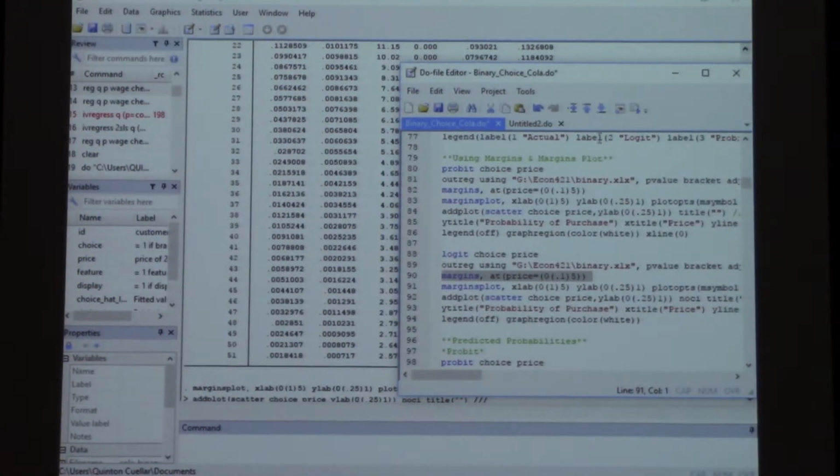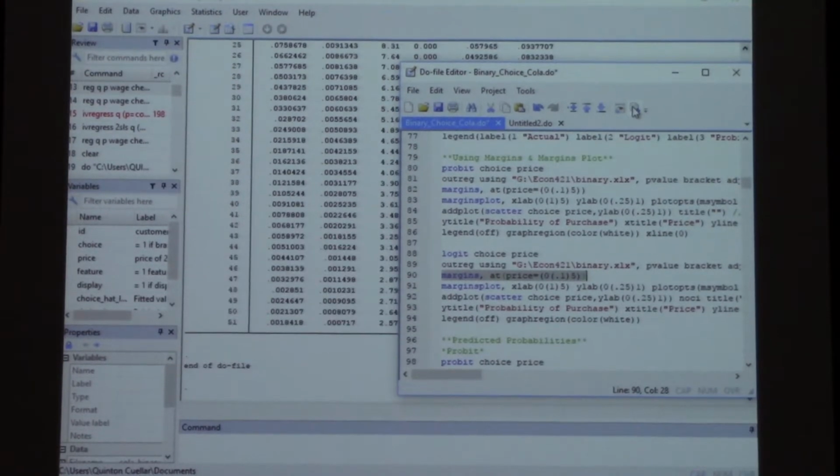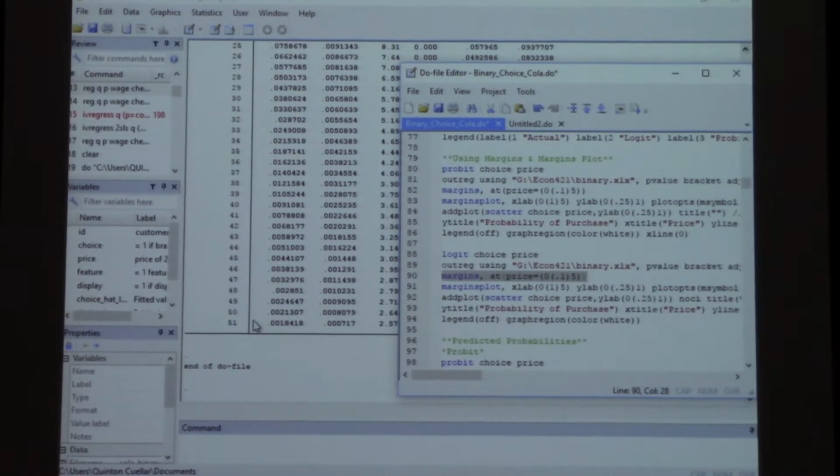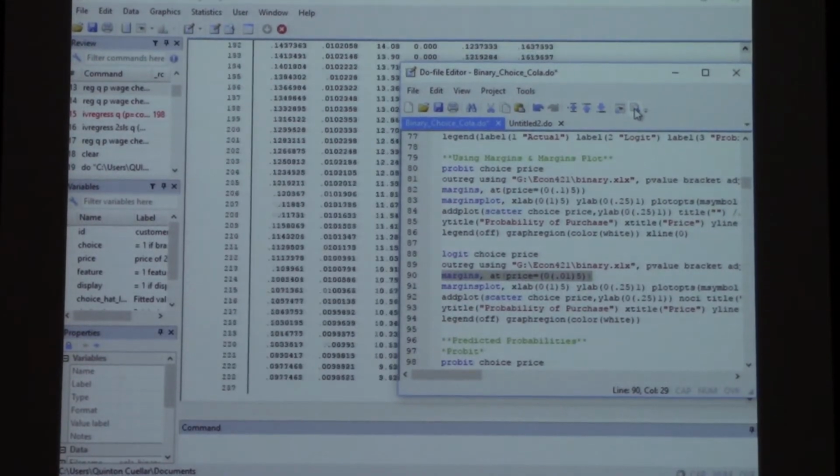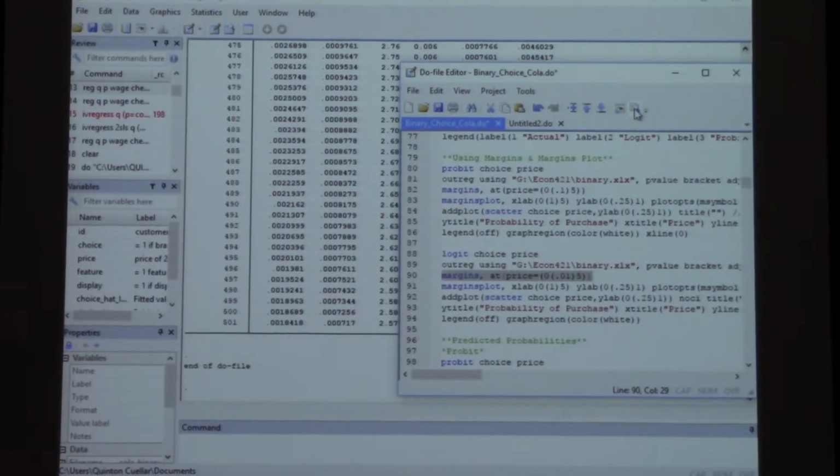So there's the margins command. And there's 51 different prices in 10 cent increments. If I wanted it to be really smooth, and I put it at 1 cent increments, then you're going to get a whole lot more. Again, it's computer time. It's not taking that long. Boom, you're done. So instead of 51, I got 501. But I'll get a smoother graph.